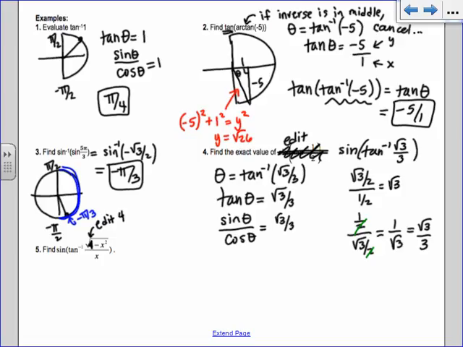Okay, that's the one I want. I don't want this one. I want the one with sine equal to 1/2 and cosine equal to root 3 over 2. So I want the one right there.